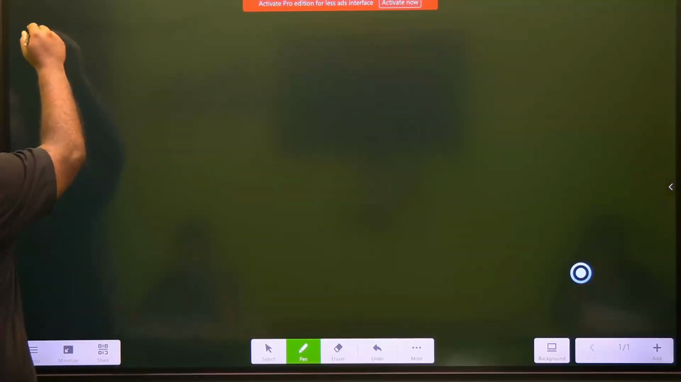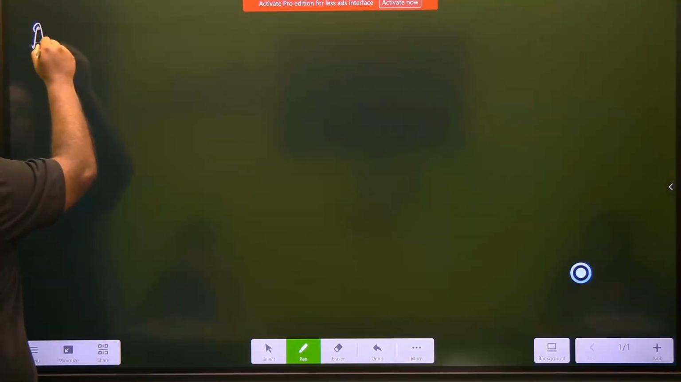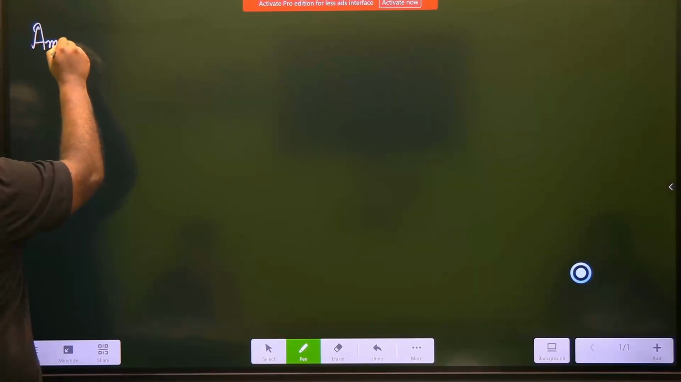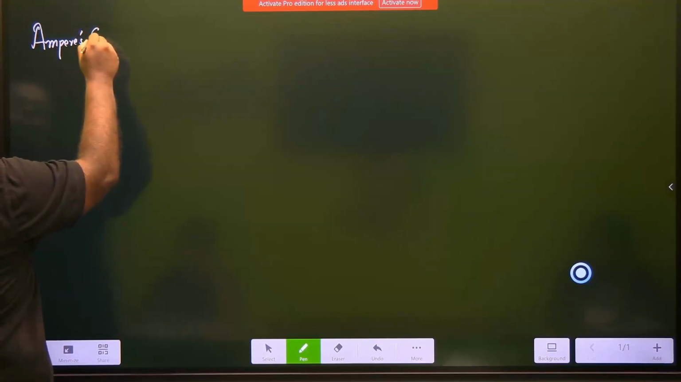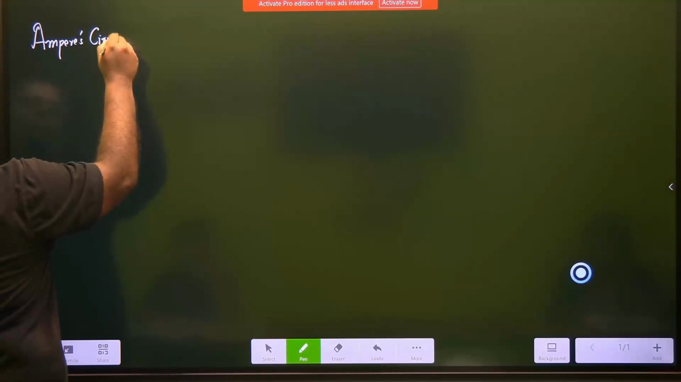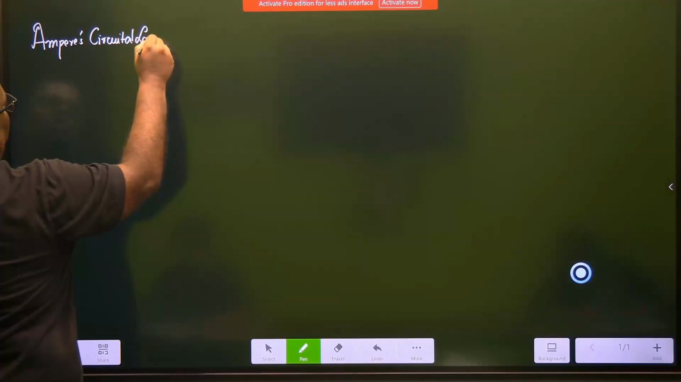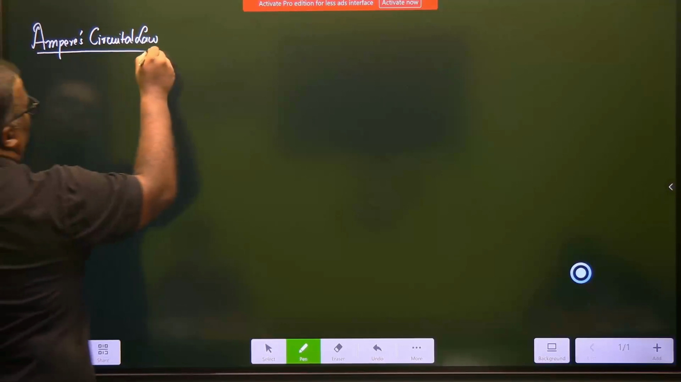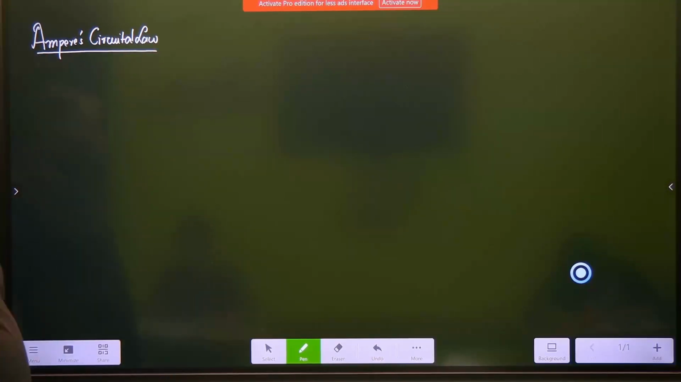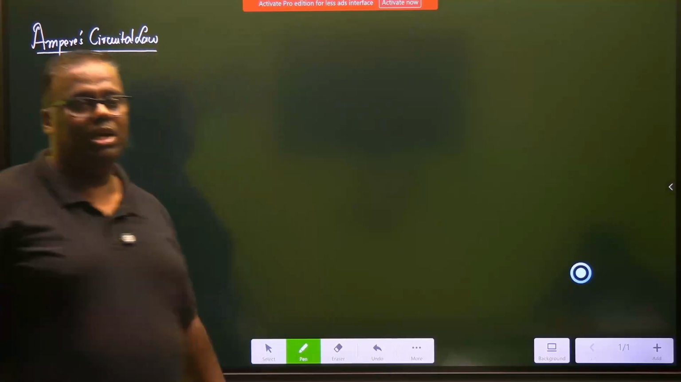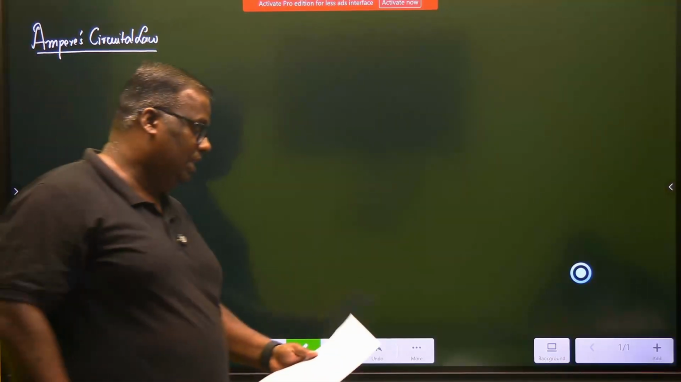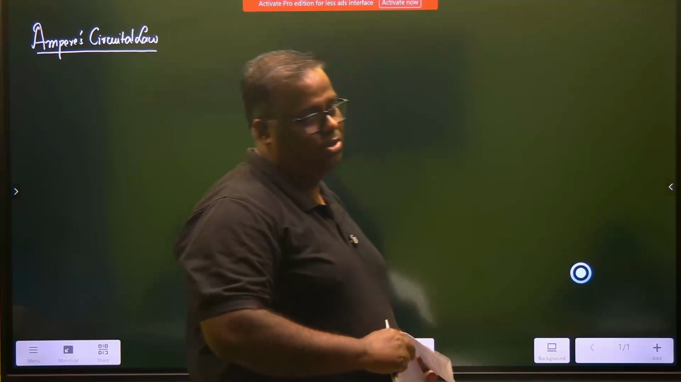So we'll start today with Ampere's circuital law. What Biot-Savart law tells, this is also going to tell the same thing. It is going to calculate magnetic field due to a current carrying wire. Question then arises, why do you need another law when you already have Biot-Savart's law?